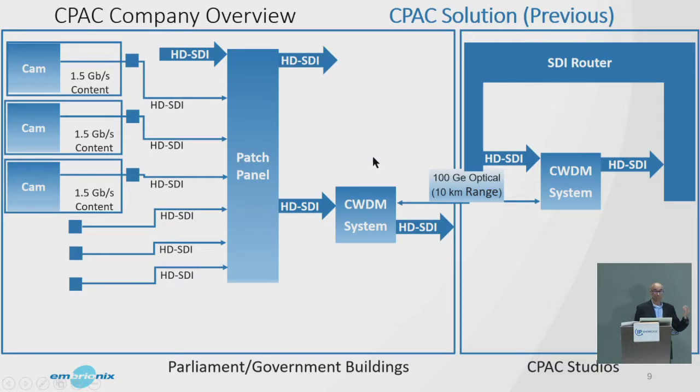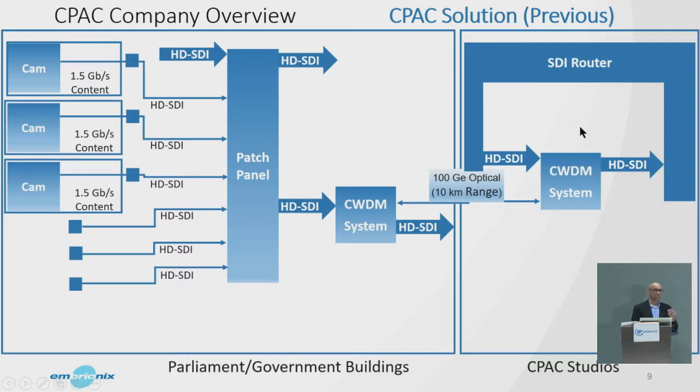So the previous system, just to be clear, this is the previous system implemented at CPAC, studios on the right, government buildings on the left. This is somewhat typical, I think you'll agree, a CWDM system being used to connect 2 remote sites, carrying signals and on this side, integrated with an SDI router.